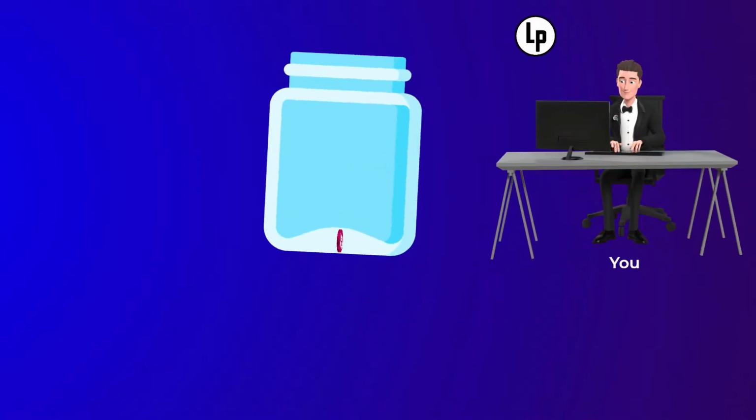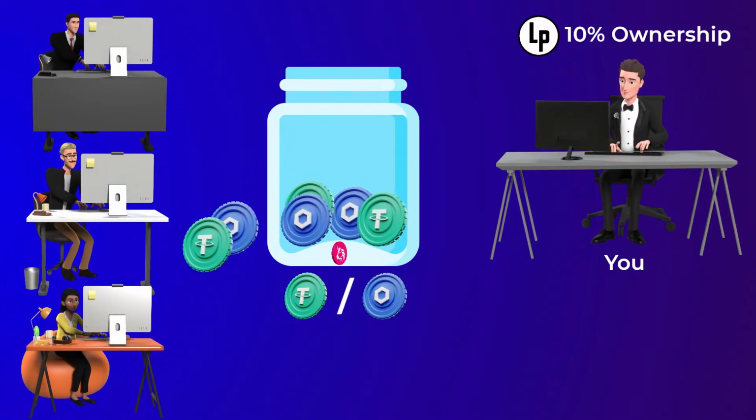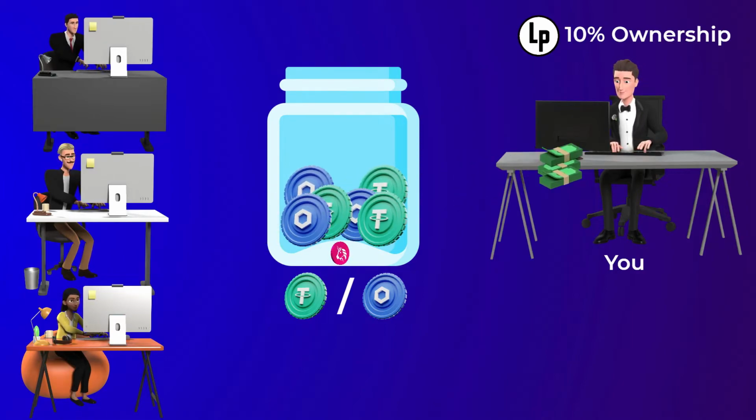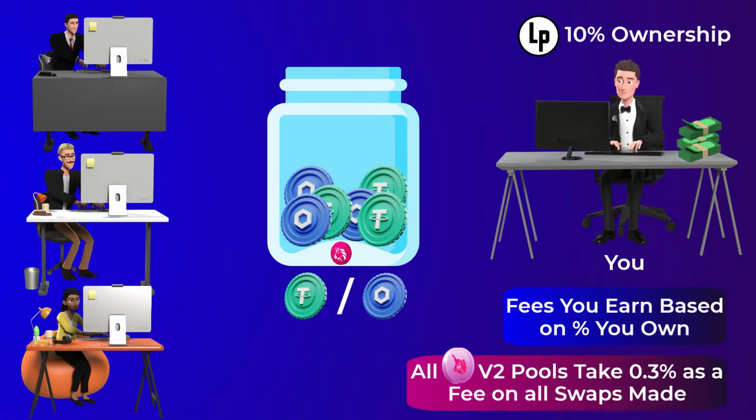If you own 10% of a pool, then when any token swaps are made using this pool, you get 10% of the fees collected by this pool. And if you own 20% of a pool, you get 20% of the fees collected. So, the fees you earn are based on the percentage of the pool you own. Currently, all Uniswap V2 pools take 0.3% as a fee for the liquidity providers.